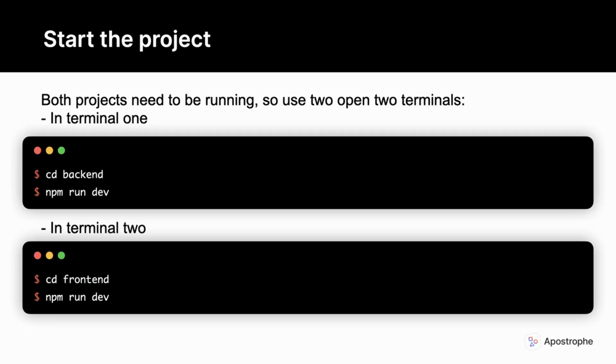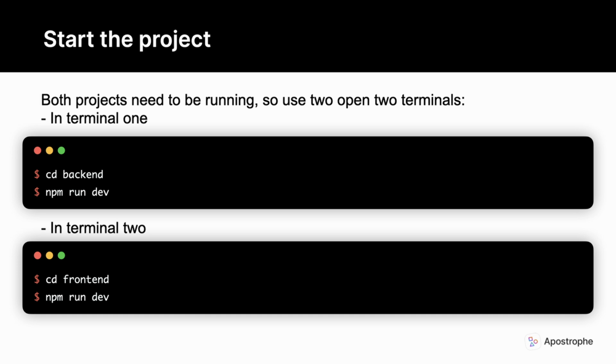Now we're ready to start our development servers. This is where the dual nature of Apollo becomes apparent. You're going to need to open two terminals. In your first terminal, you'll start the backend ApostropheCMS server. After navigating to the backend directory, you'll run the development script. This starts your CMS up on port 3000 by default.